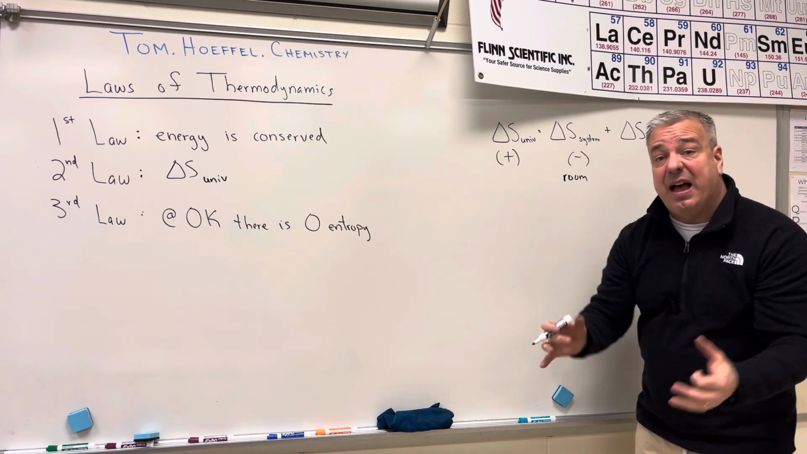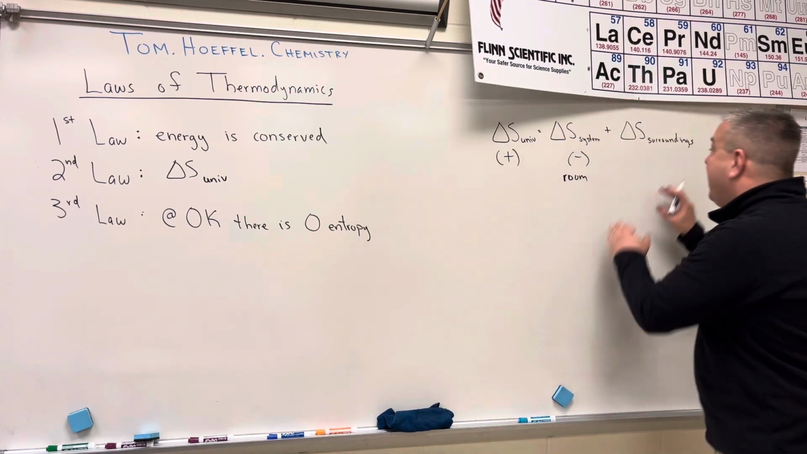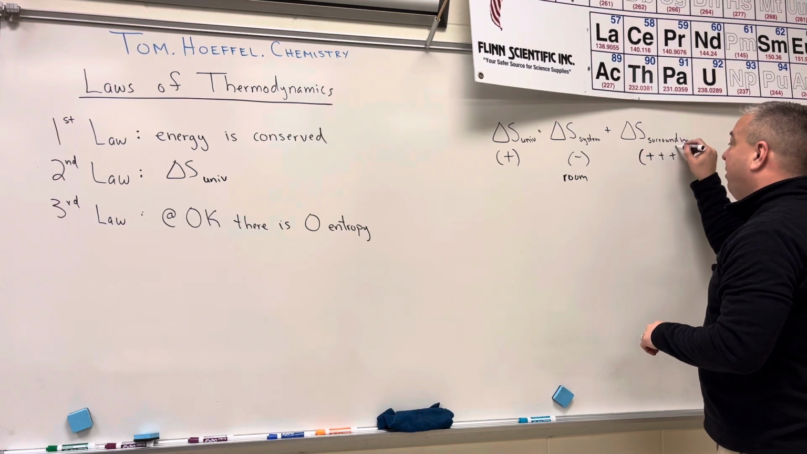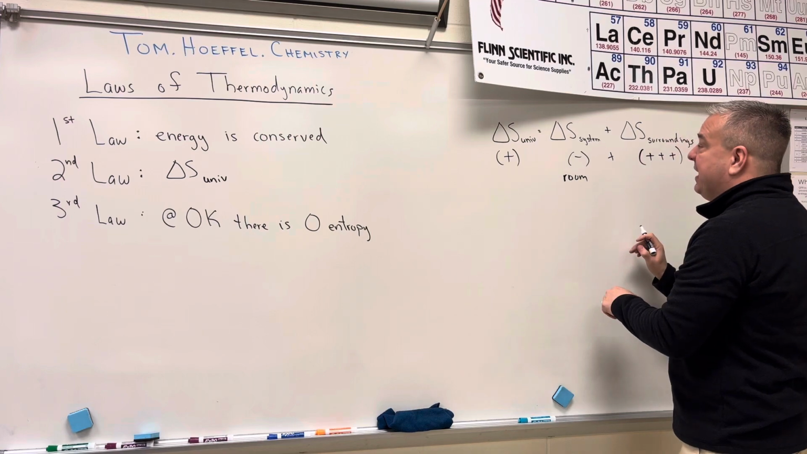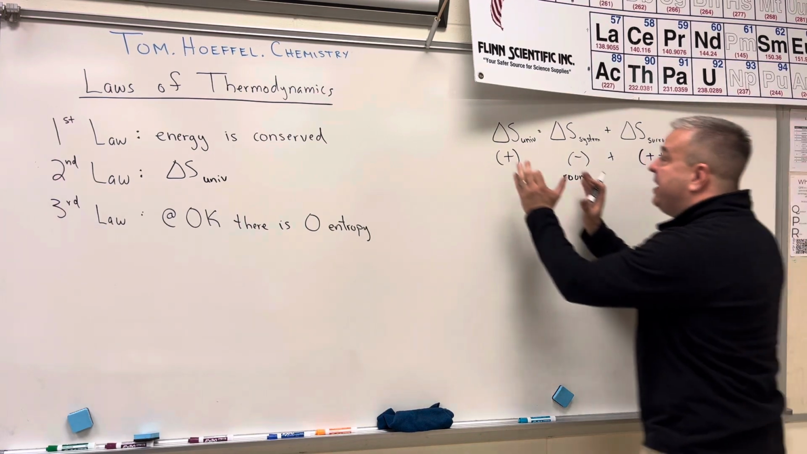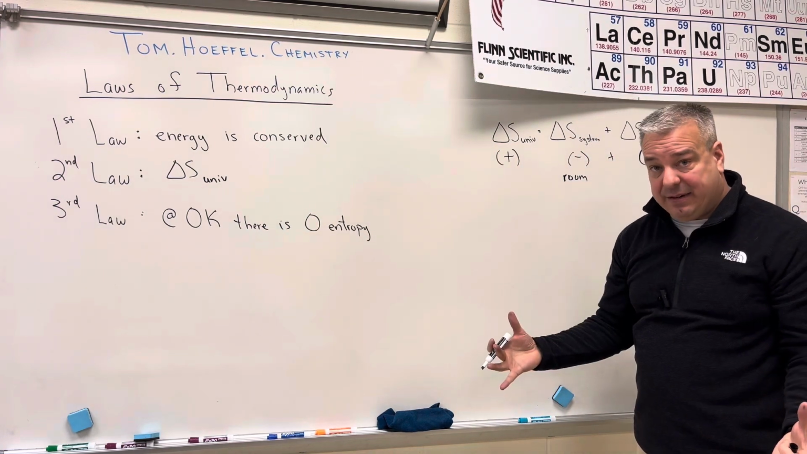But to do that, I expended a lot of energy bending over and picking it up, and that's all the surroundings. So this is probably a much larger positive number. And when you add these two numbers together, a small negative number plus a large positive number is going to make the delta S of the universe be positive, okay?